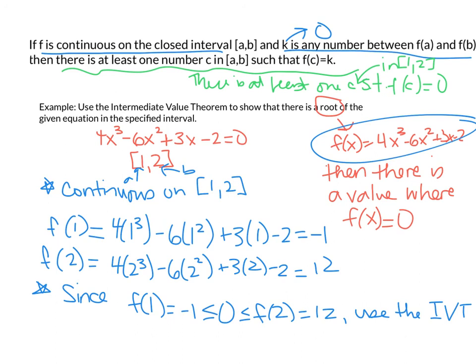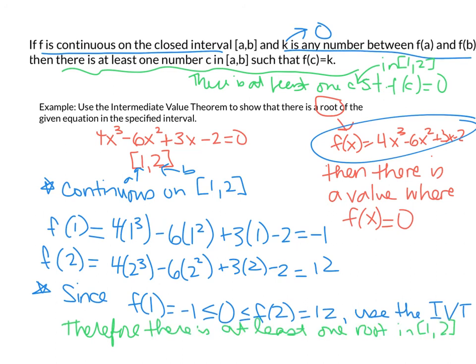So since we know this is true, we use the intermediate value theorem. Therefore, you can actually just repeat what I wrote just up there, or you can also repeat what they asked you to find in the question. So I just wrote, therefore there is at least one root in [1, 2].